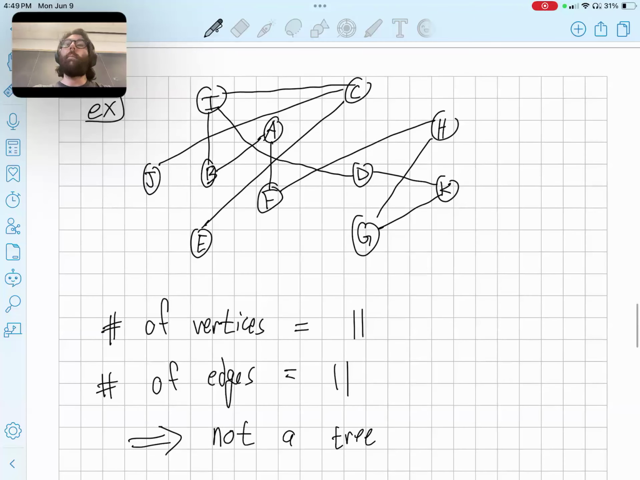And so I encourage you, I'm not going to do it, I encourage you to pause the video and try to find either an edge that isn't a bridge or a circuit within this graph. Okay, that's just extra practice for you, but that's going to be all for this video.